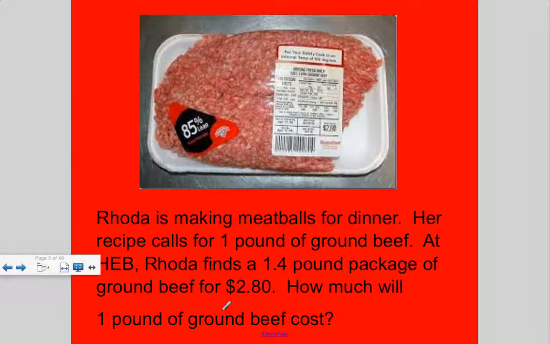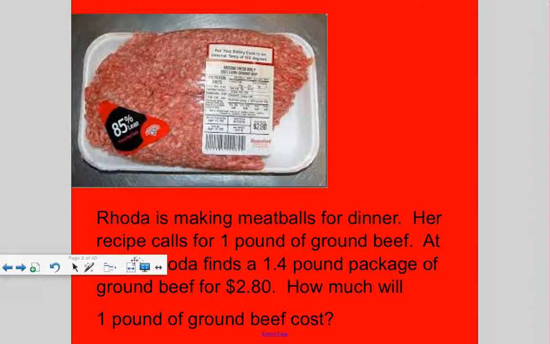So Rhoda is making meatballs for dinner. Her recipe calls for 1 pound of ground beef. At HEB, Rhoda finds a 1.4 pound package of ground beef for $2.80. How much will 1 pound of ground beef cost? Because she only needs a pound, maybe she'll go to the butcher and say, I just need 1 pound. I do not need the extra. So what should she do? She'll tear open the package, and now she needs to figure out the cost. All right, so let me move the meat over here, and let's do the math.